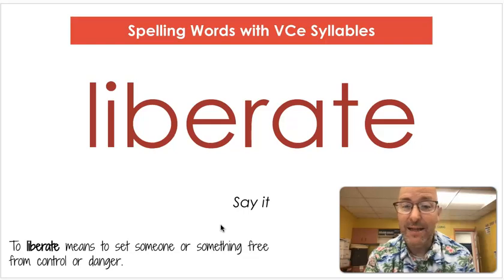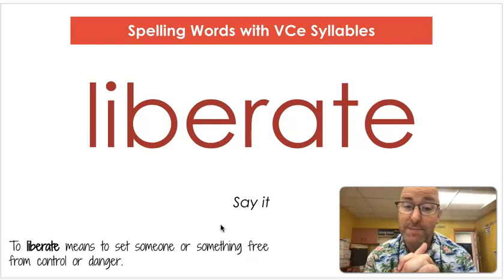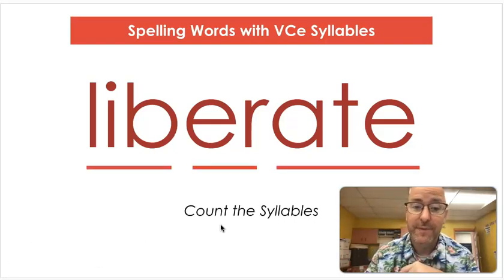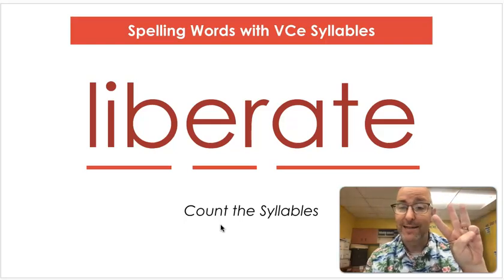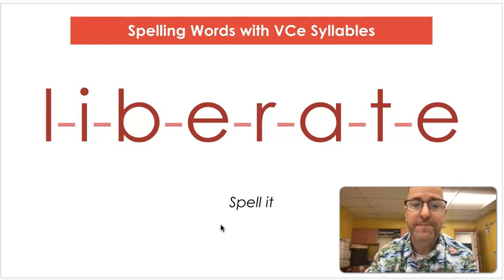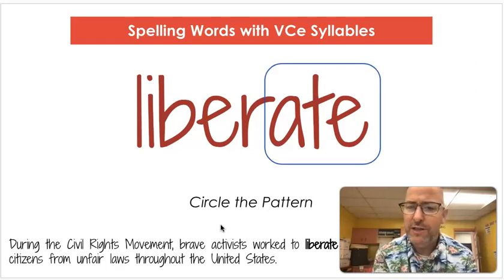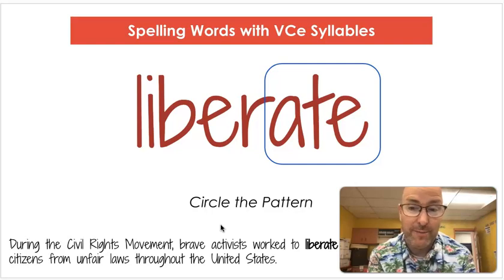Our next word is liberate. Say liberate. To liberate means to set someone or something free from control or danger. Let's count the syllables. Liberate. Let's spell it. L-I-B-E-R-A-T-E. Liberate. Let's write it. L-I-B-E-R-A-T-E. Let's circle our pattern. On this one, it's just the A-T-E because it was a syllable by itself. During the Civil Rights Movement, brave activists worked to liberate citizens from unfair laws throughout the United States.